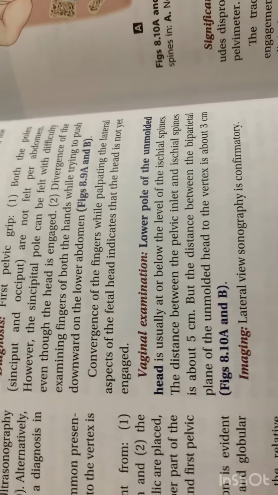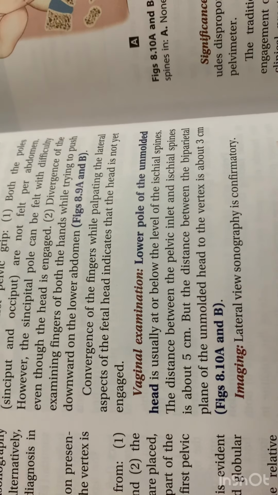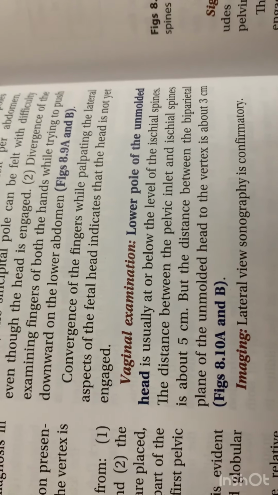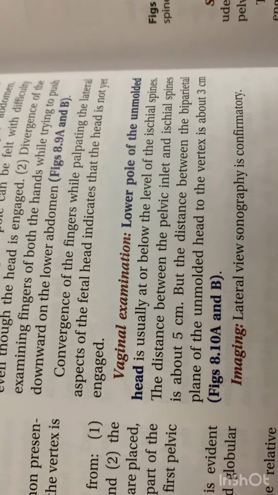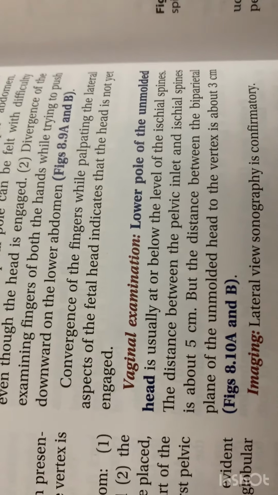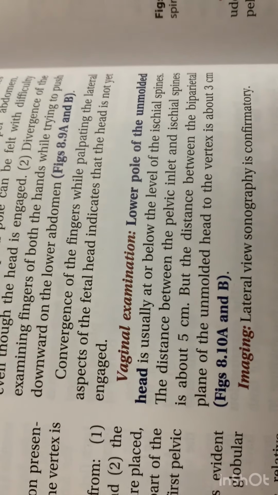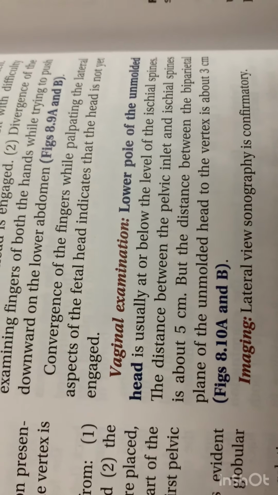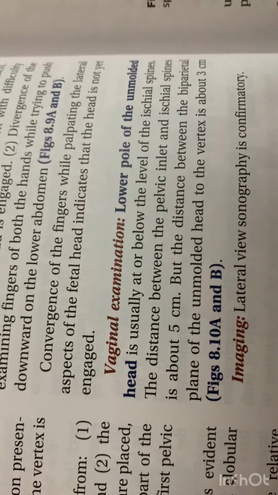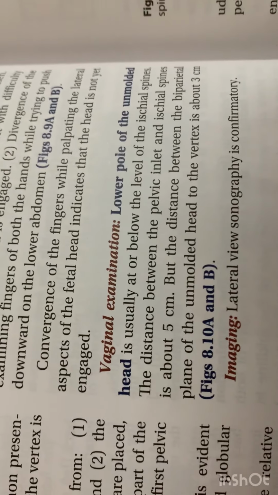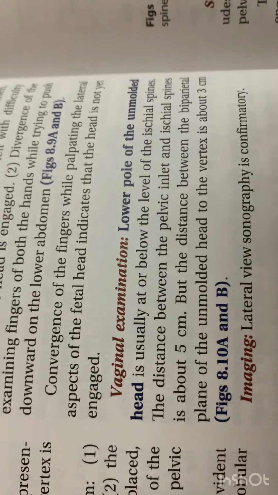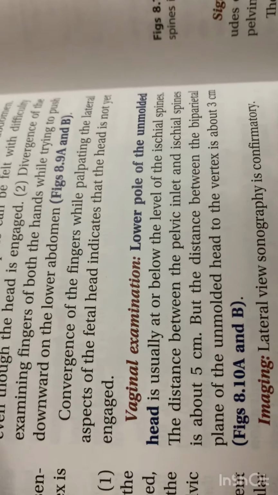On vaginal examination, what will I feel? The lower pole of the unmolded head. Another definition of engagement is when the head is at the level of the ischial spine, that is station 0, or below it, that is positive stations. Anything above that is not engagement. So we have to find out its relationship with respect to the ischial spines. It's obviously going to be at the level or below it, and we can confirm it by sonography. In vaginal examination, the distance between the pelvic inlet and the ischial spine is about 5 centimeters.